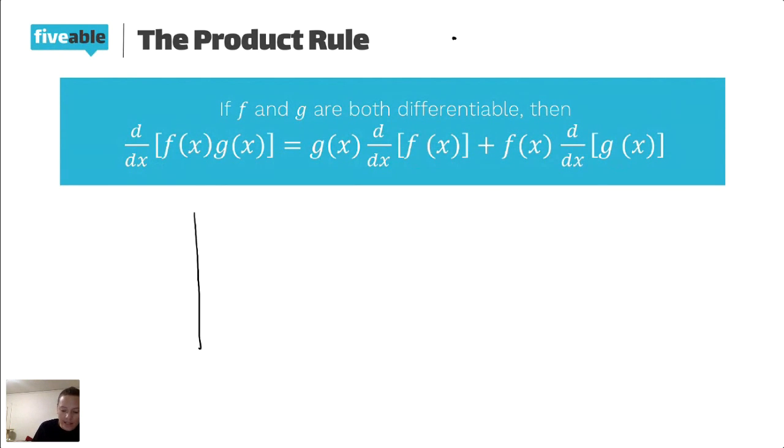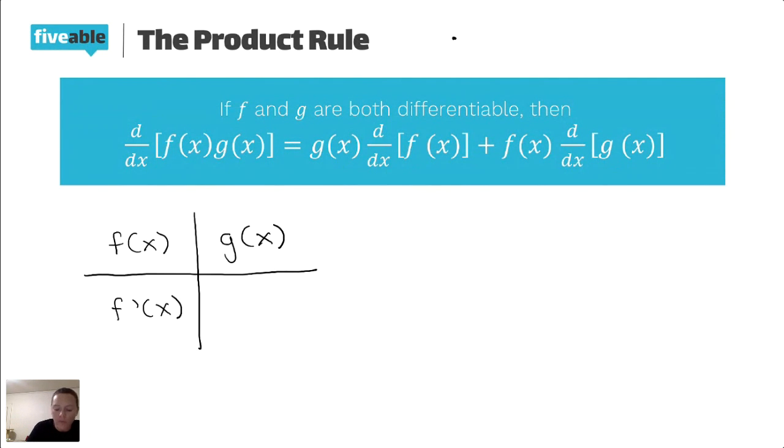What I do is I set up 4 boxes for myself by just drawing a quick vertical line and a horizontal line. In that upper left-hand box, I put whatever my first function is, whatever my first factor is that I'm looking at. So we'll call it f of x, just keeping things generic. In my upper right-hand corner, I put g of x. Now, under f of x, in the bottom left, I'm going to put whatever the derivative of f of x is. And in that bottom right-hand corner, I'm going to put g prime of x, the derivative of my second factor.